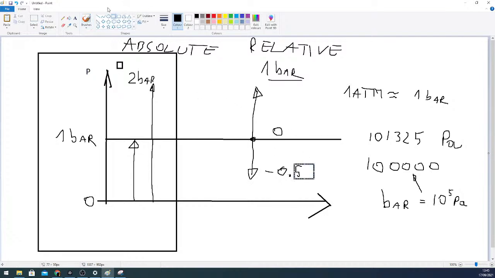0.5 is maybe not the best example here. Let's say we have 0.7 bars of vacuum pressure at this point, for example. On relative scale, this is minus 0.7. On absolute scale, it's positive 0.3.